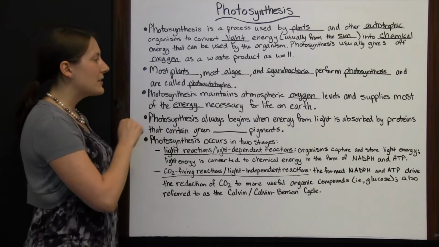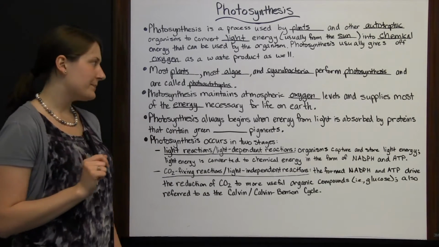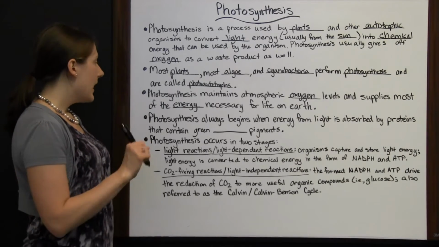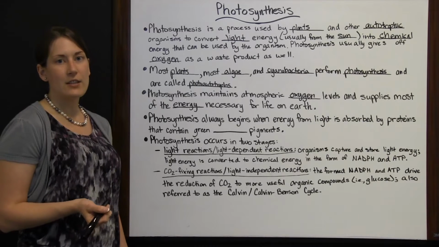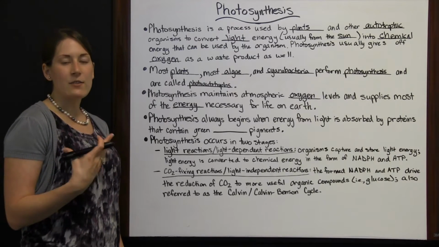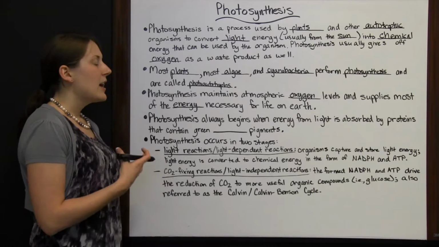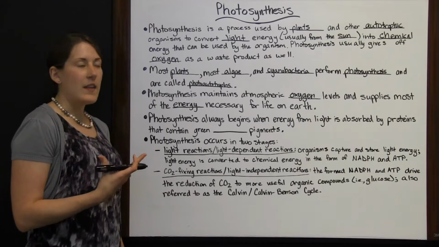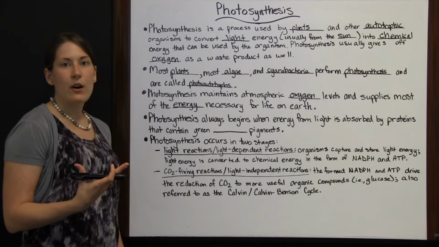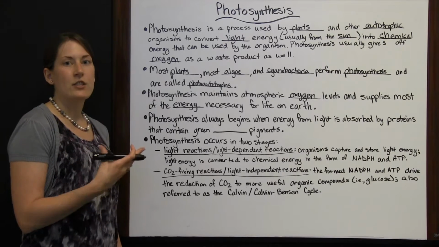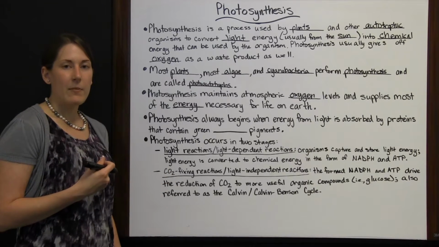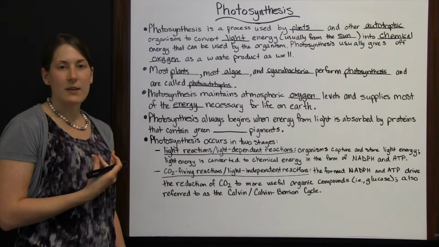So if we didn't have photosynthesis, we'd be running low on oxygen. And so photosynthesis helps maintain our oxygen levels. It also supplies most of the energy necessary for life on Earth. Even though you don't feel like you're eating light or getting your energy just from light, if you eat a vegetable, then you're eating something that has only been able to grow because it used light energy to provide nourishment for itself.